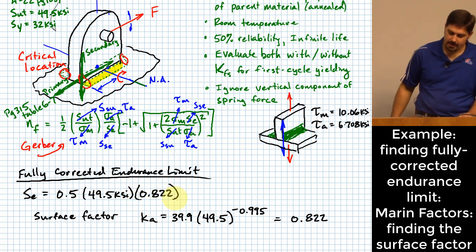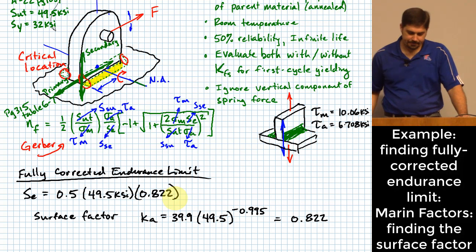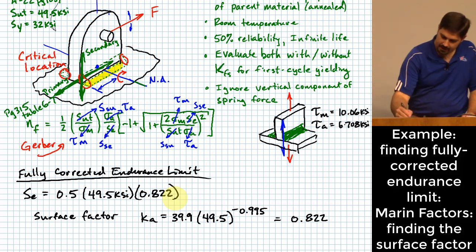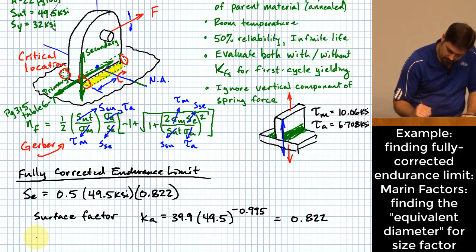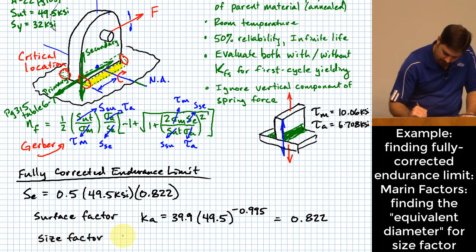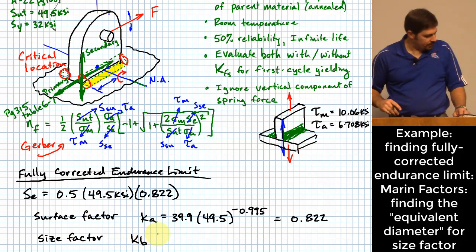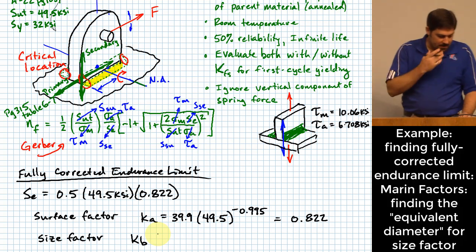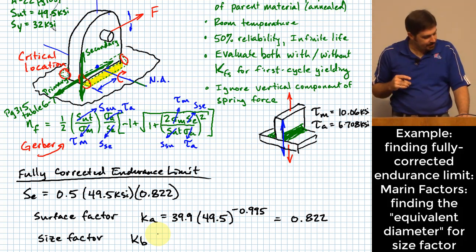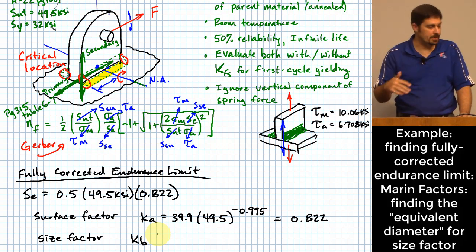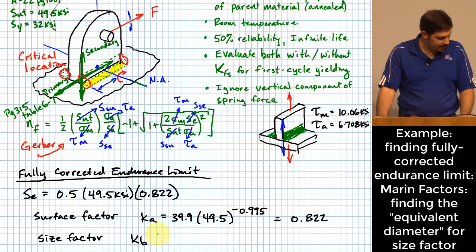So there's my surface factor. What's next, do you think? Size factor, K sub B. Okay. To find K sub B, it involves taking a diameter and putting it into this empirical equation that we have that is in terms of a diameter.